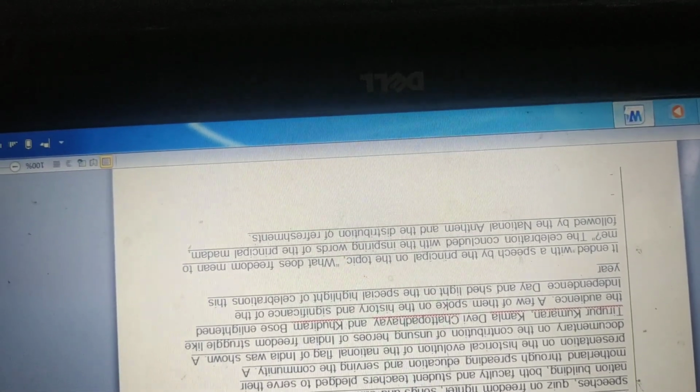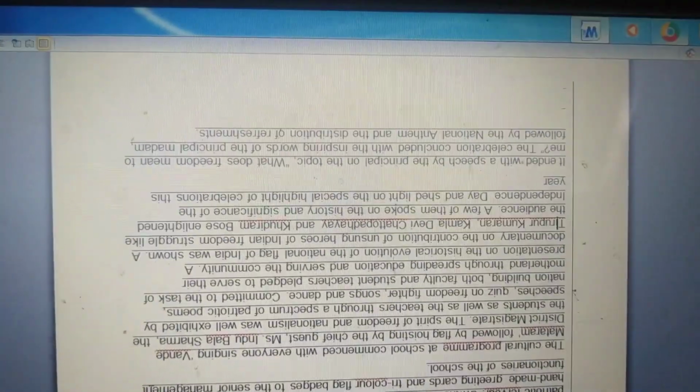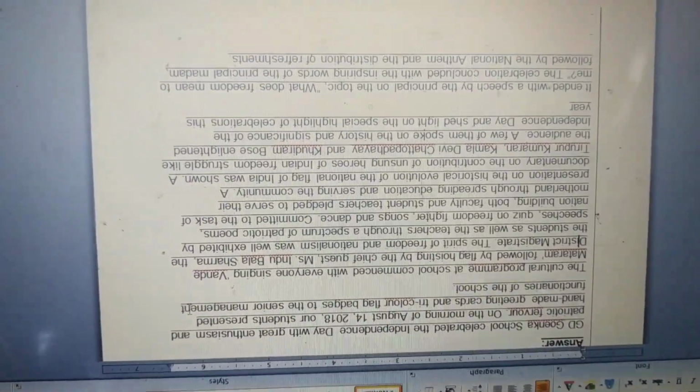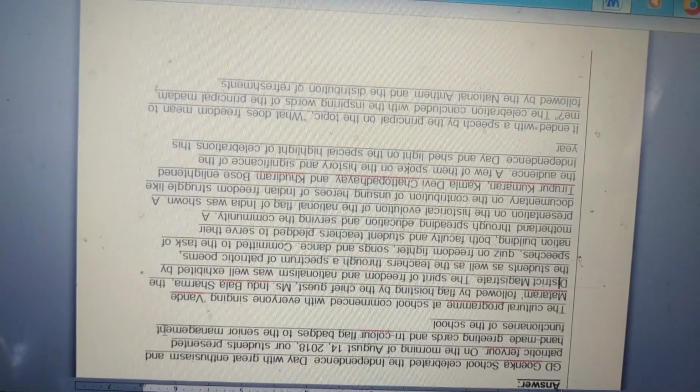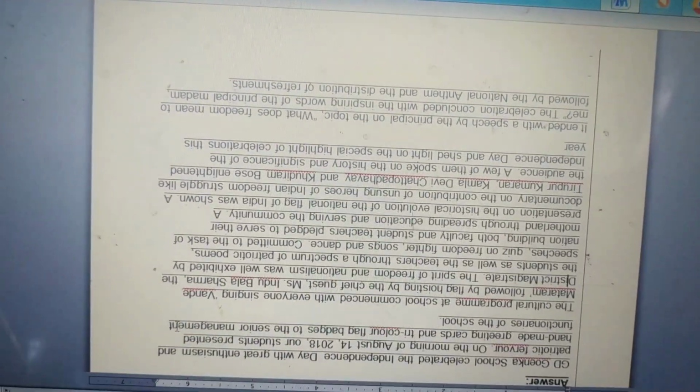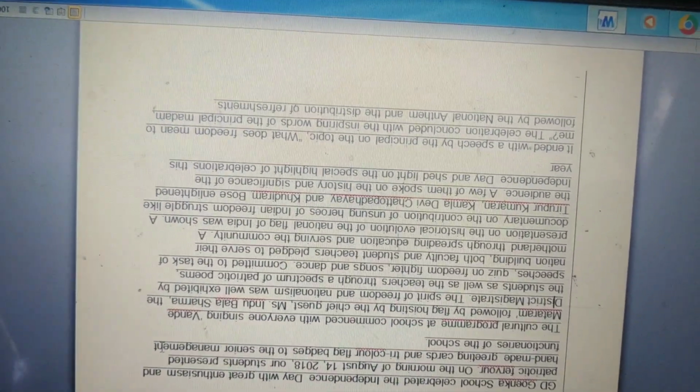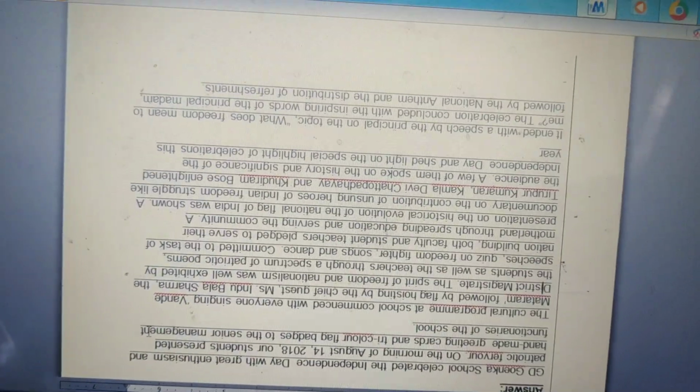And then it ended with a speech by the principal on the topic, what does freedom mean to me? The celebration concluded with the inspiring words of the principal madam, followed by the national anthem and the distribution of refreshments. See students, it has a sequence from the hoisting of the national flag to the principal's speech and the distribution of refreshments. This is how the link of ideas should be very clear. The cohesion of the lines should be very clear. It should not be a haphazard sequence of events. It should not be haphazardly presented.